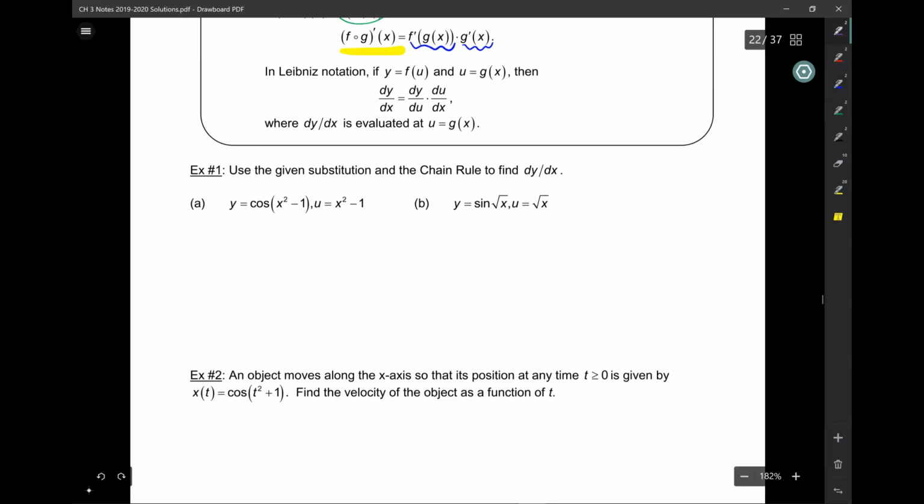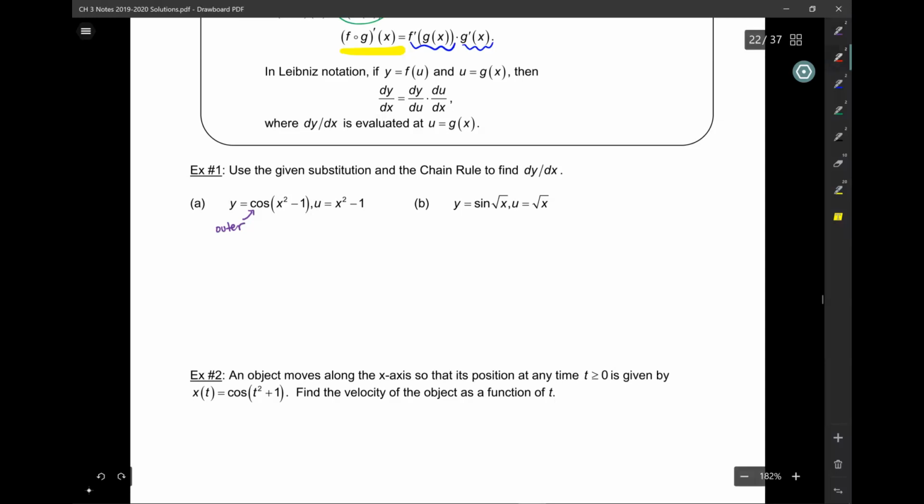So this is the function here, right? It's cosine of x squared minus 1. So cosine is the outer function. X squared minus 1 is the inner function, which we usually refer to as u because y is f of u.